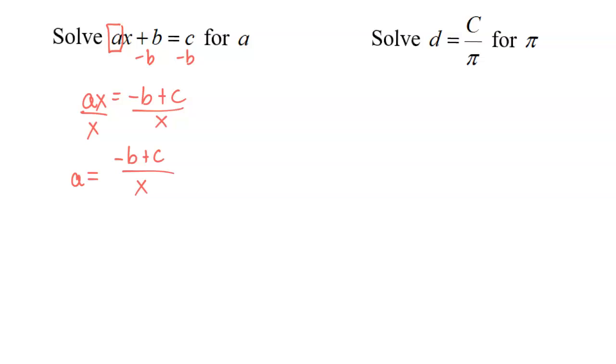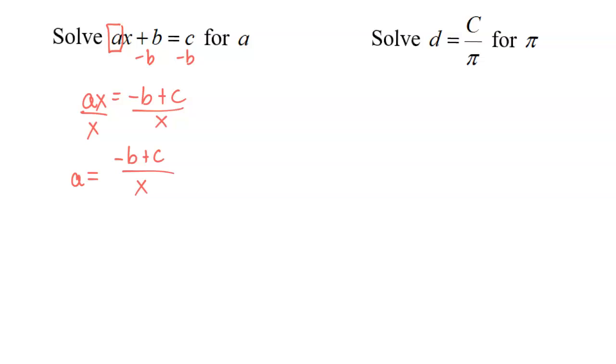Now, in the second equation over here on the right-hand side, I have d is equal to c divided by pi, and I want to solve for pi. The first thing that I notice is that pi is in the denominator of a fraction, so what I'm going to have to do is multiply both sides by pi to get the pi out of the denominator, because really a fraction is just division.